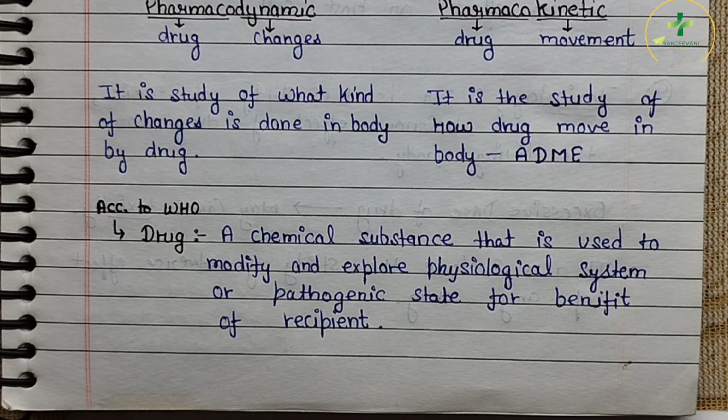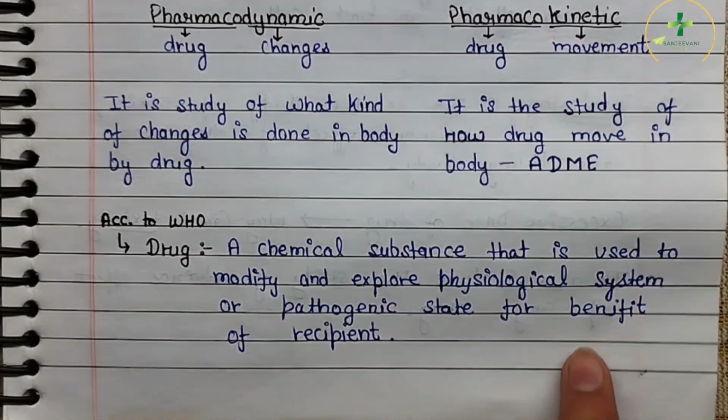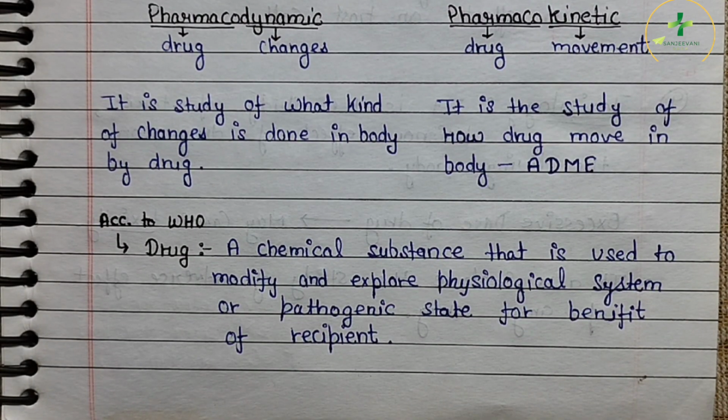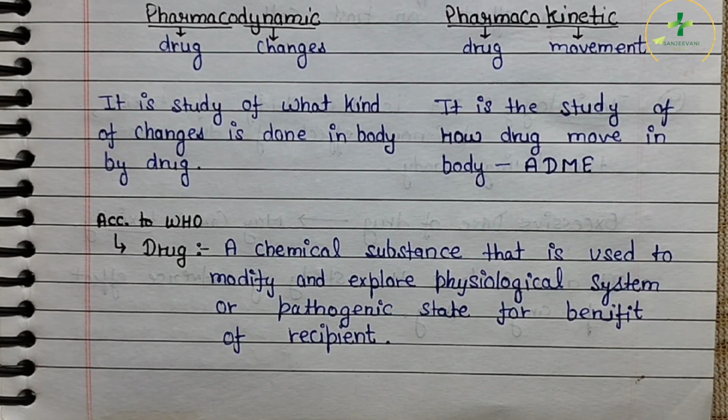It is not related to any hallucinating drug or narcotic drug, but the drug according to WHO is any chemical substance which you are taking for a good purpose, to modify or explore your physiological system, and to prevent or modify your pathogenic state for the benefit of the recipient, the person who is taking the medicine, for a good purpose, right? So a drug is a chemical substance that is administered to a person for a good purpose. That is called a drug, right?